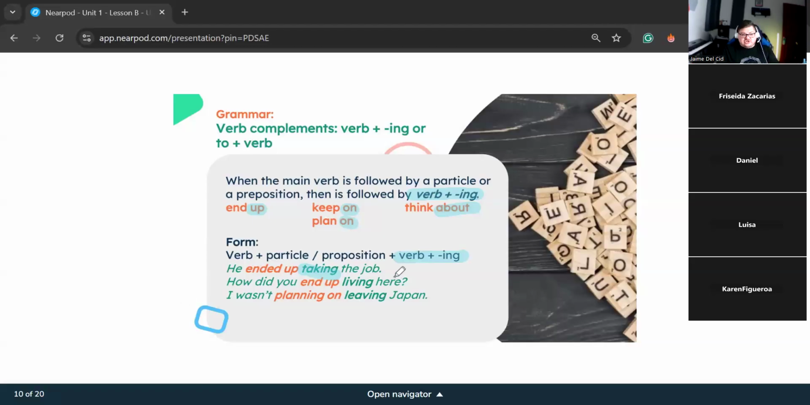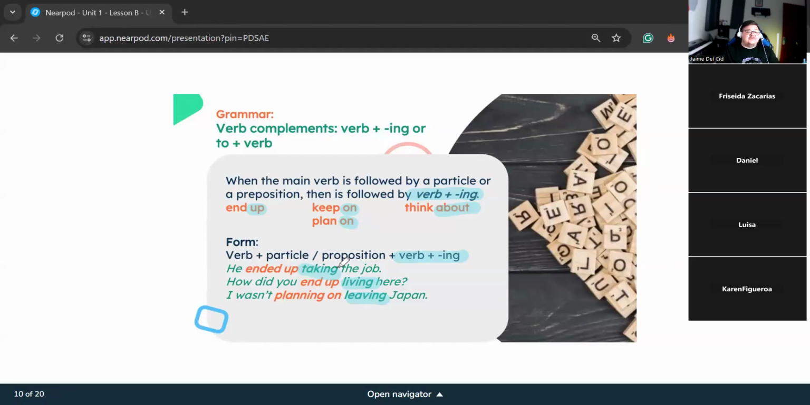So he ended up taking the job. How did you end up leaving here? I wasn't planning on leaving Japan. So these are sections of the text where we can see this happening. End up, and then the next verb, ing, plan on, and then the next verb in ing. Esto aplica para todos los tiempos verbales. So this could be a sentence in past, in present, in future. It doesn't really matter as long as you, of course, use the correct order of words.